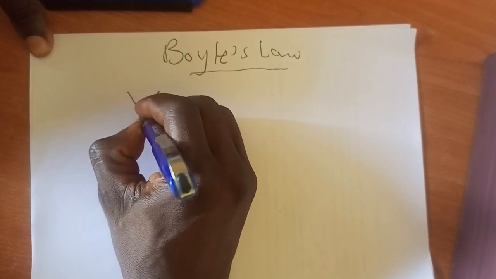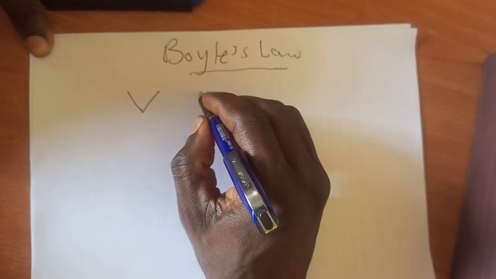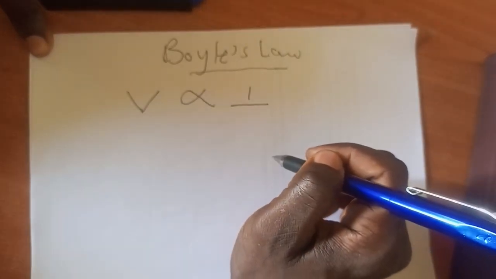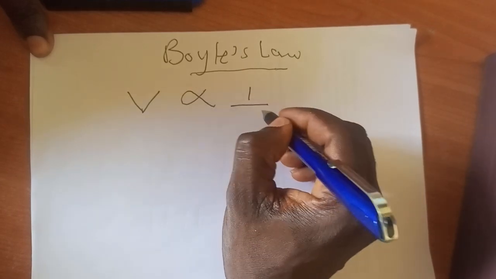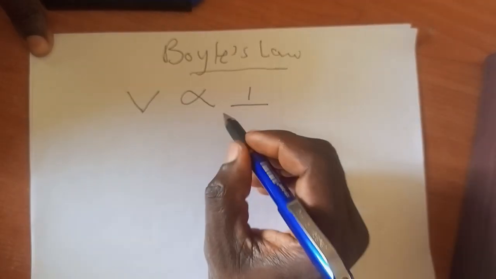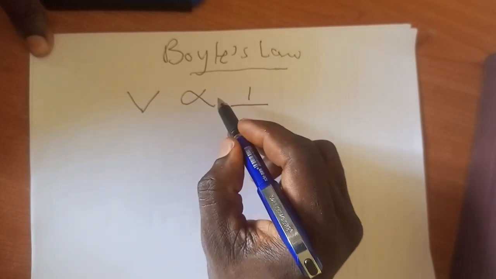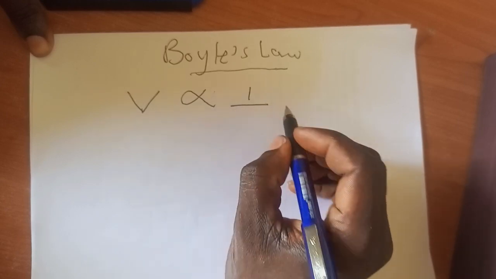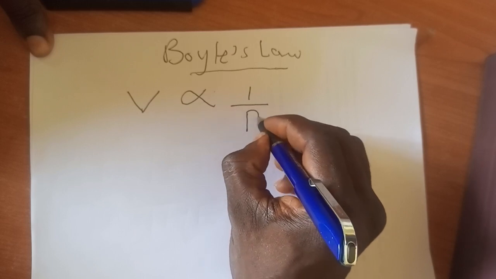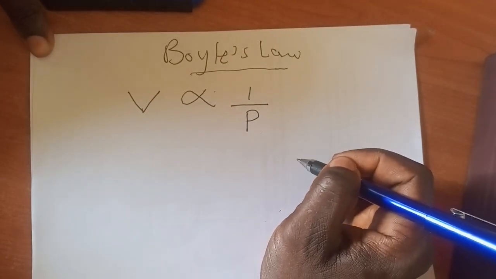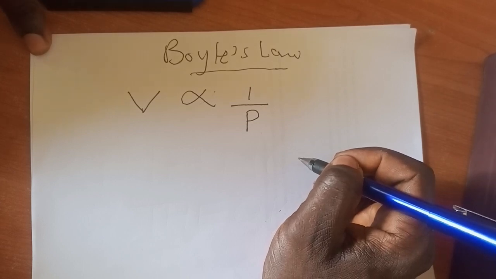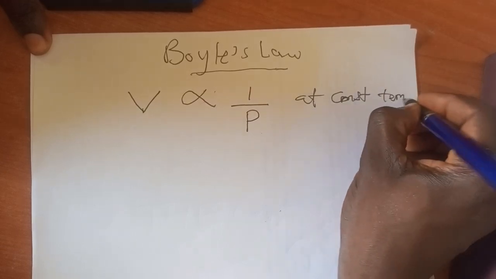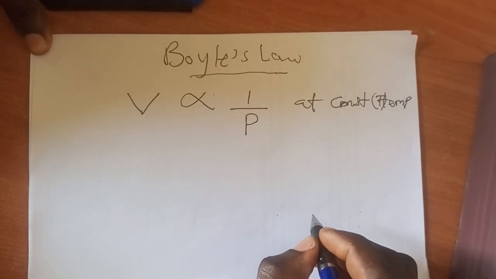That the volume of a fixed mass of gas is inversely proportional. This is inverse proportionality. If you put something here without 1 over it, that means directly proportional. So the volume of a fixed mass of gas is inversely proportional to the pressure upon it, so far as the temperature remains constant. So this is at constant temperature. Understand that. This is Boyle's law.